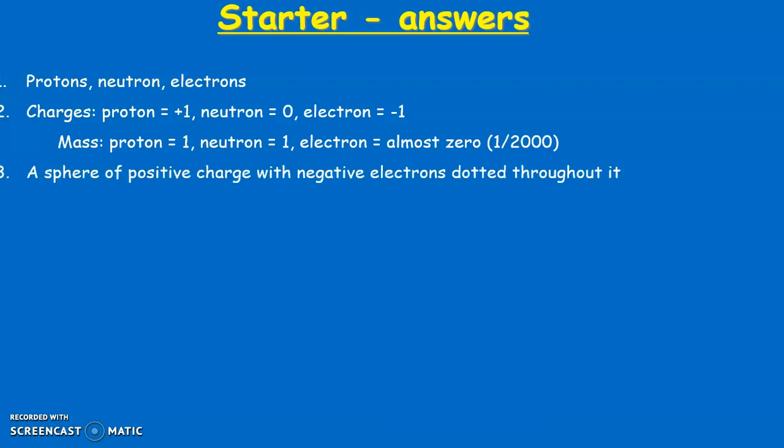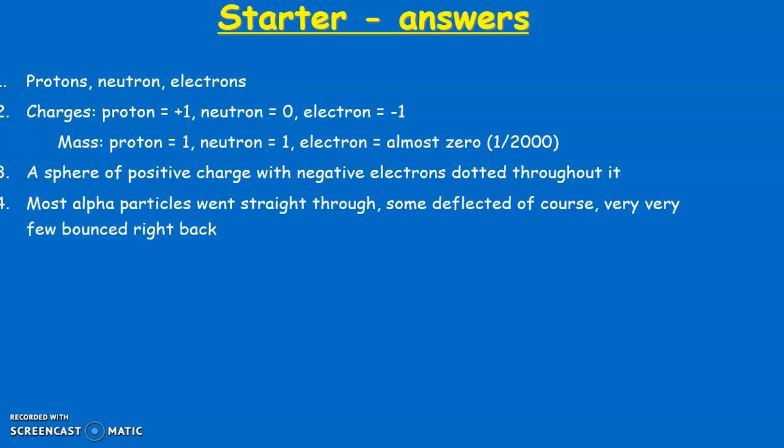J.J. Thomson's model was a sphere of positive charge with negative electrons dotted throughout it, a bit like raisins dotted throughout a pudding. Rutherford's three observations were that most alpha particles went straight through the gold atom, some were deflected off course, and very, very few alpha particles bounced right back.